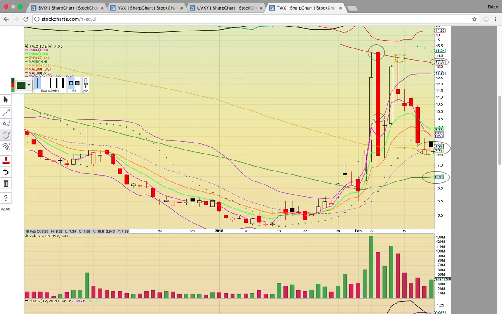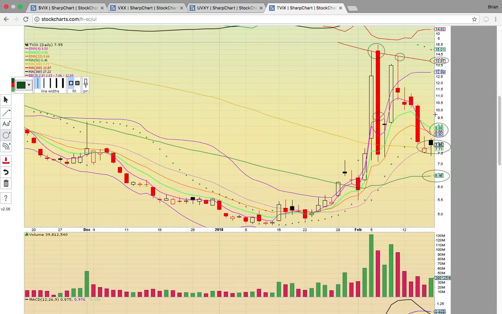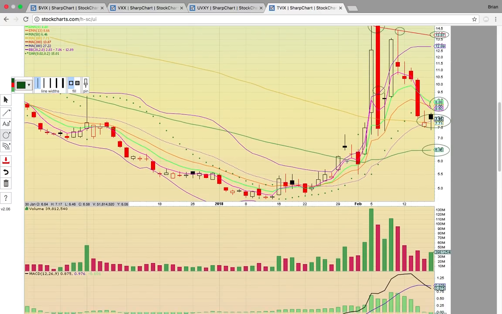So if 7.71 holds the 100-day simple moving average and middle Bollinger Band, you could see a reversal, and then what you really want to see is a break back above 9. You have EMAs 4, 8, and 13 lined up here, and so if you see TVIX back above $9 next week, that's going to be your big signal that volatility is back in play.